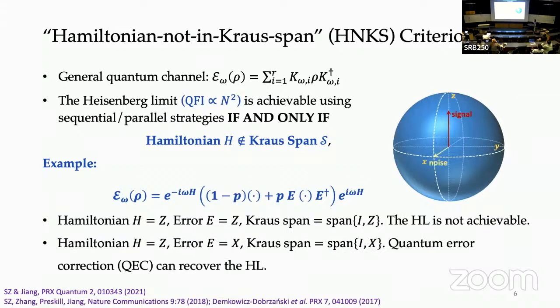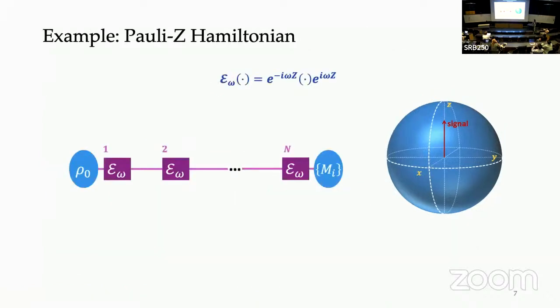But on the other hand, if the error is bit flip noise, that means the Hamiltonian is not inside the cross band, and actually you can use error correction to recover the Heisenberg limit. So now I'm going to go into a bit more detail in terms of how to achieve the Heisenberg limit or the standard quantum limit in this example.